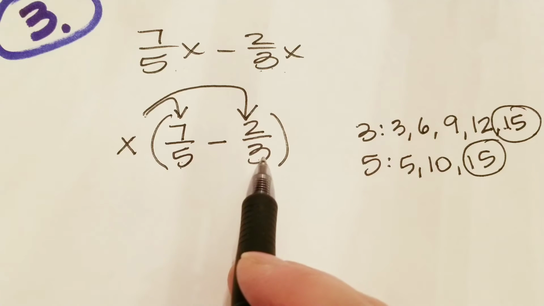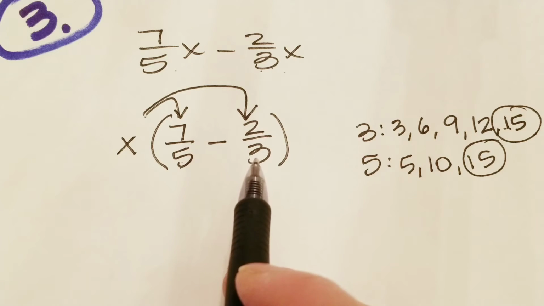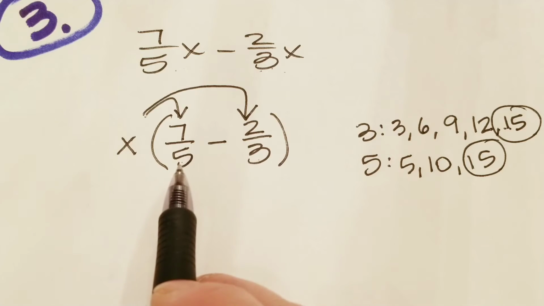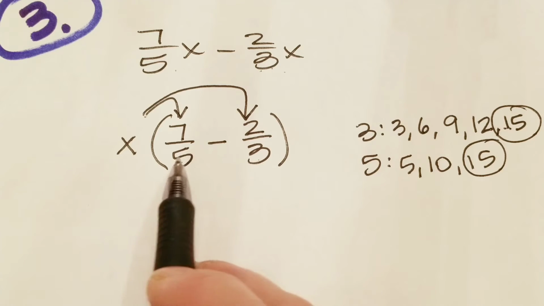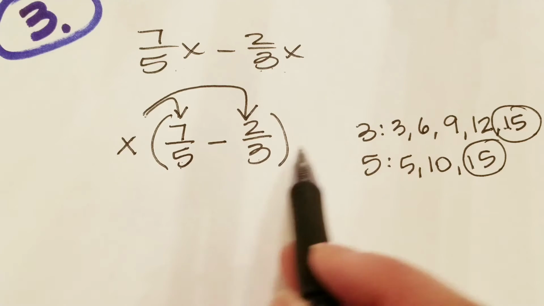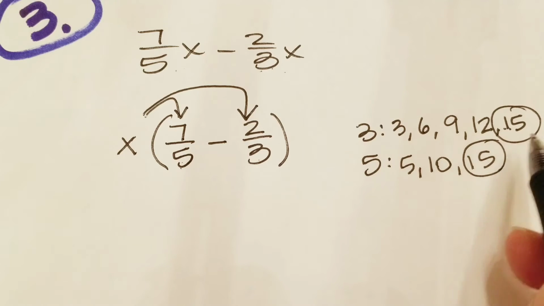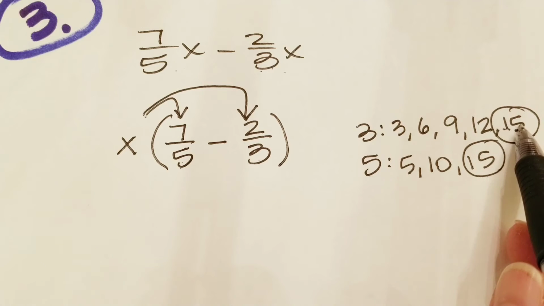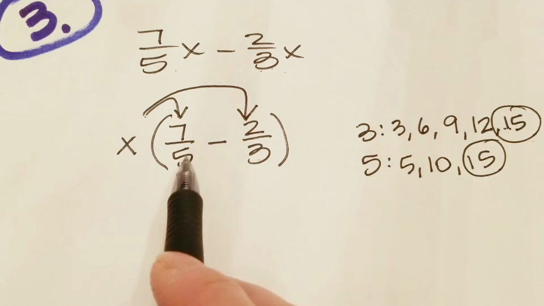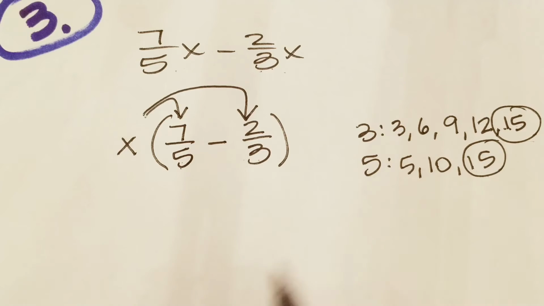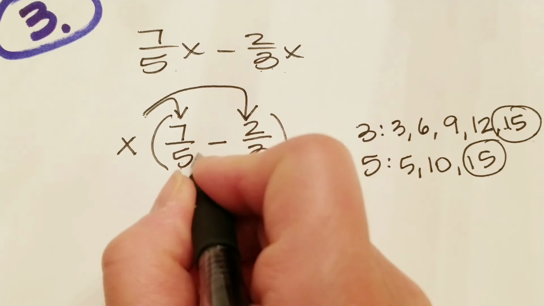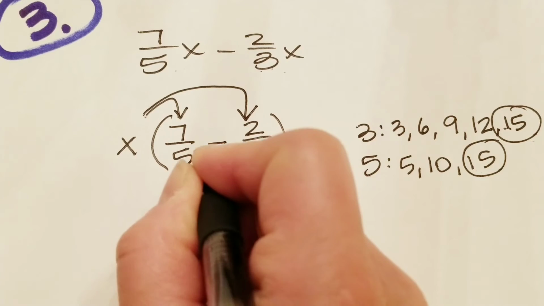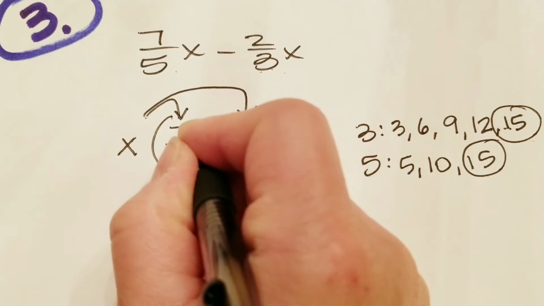Another way you can find a common denominator is to just simply multiply these 2 together. If you notice, I listed the multiples of 3 and the multiples of 5 to find the lowest common multiple. However, sometimes you can just multiply these, and in this case, it comes out to the same answer. So let's go ahead and turn our denominators into 15.